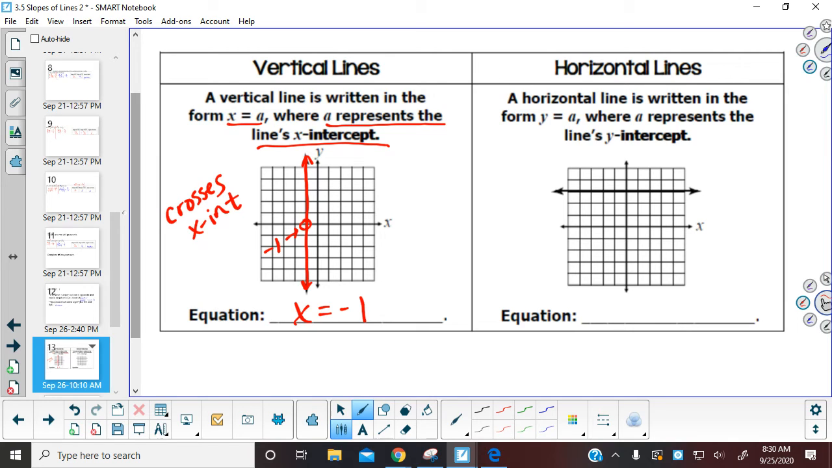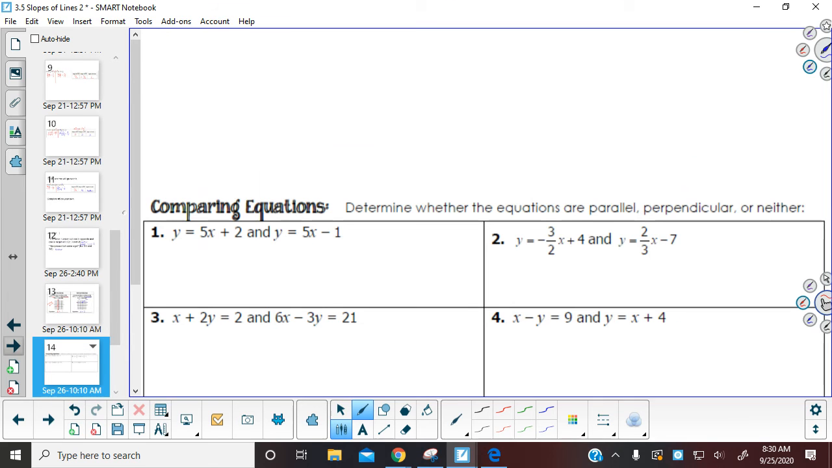On the flip side, if it is horizontal, okay, again, I'm going to outline that, we now have the line going through your y-axis at a value of 3. So if it's the y-axis, it's y equals, and again, you're going to use that intercept of 3. So notice a represents the y-intercept. Okay, so think about these. Don't just try to memorize them. Think about them logically.